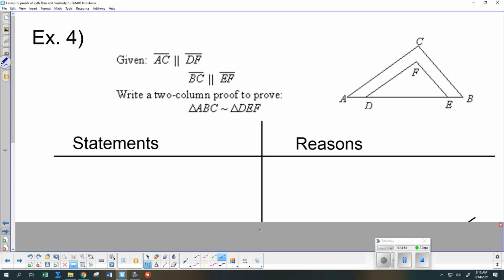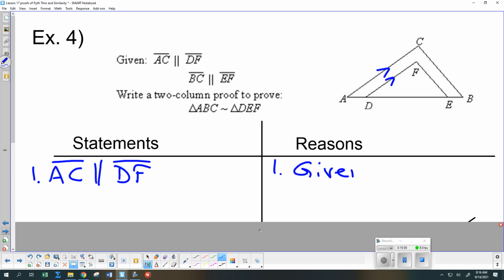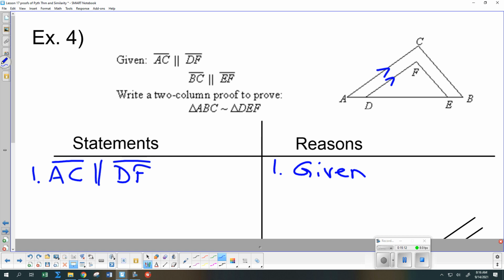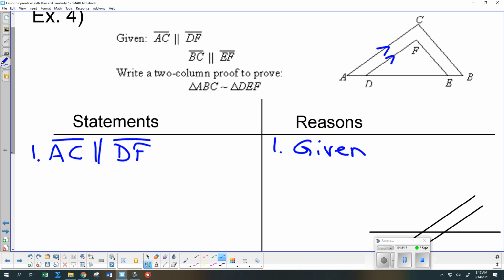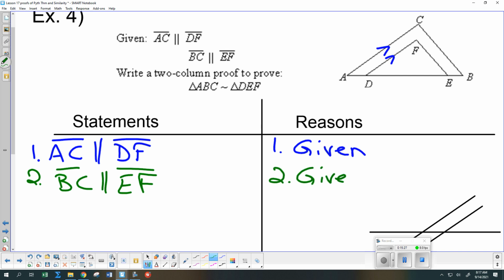So we're given AC and DF are parallel. So AC is parallel to DF, and that is given. I am also given that BC is parallel to EF. So that means these two.